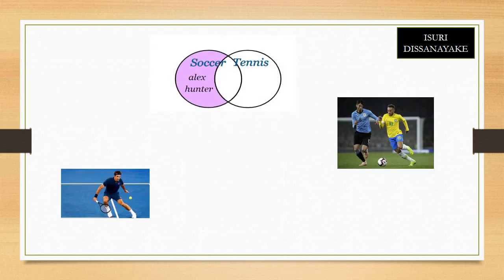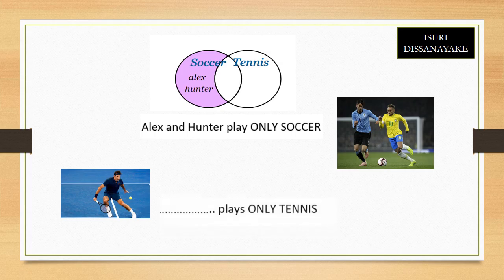Well, look at this diagram. In this diagram, you can see to the left of the diagram, I have highlighted it in purple and I have input the 2 names Alex and Hunter. So here, Alex and Hunter, they play only soccer. And you have to be specific, they play only soccer. And to the right of the diagram, over here, you can input who plays only tennis. So Jade plays only tennis.